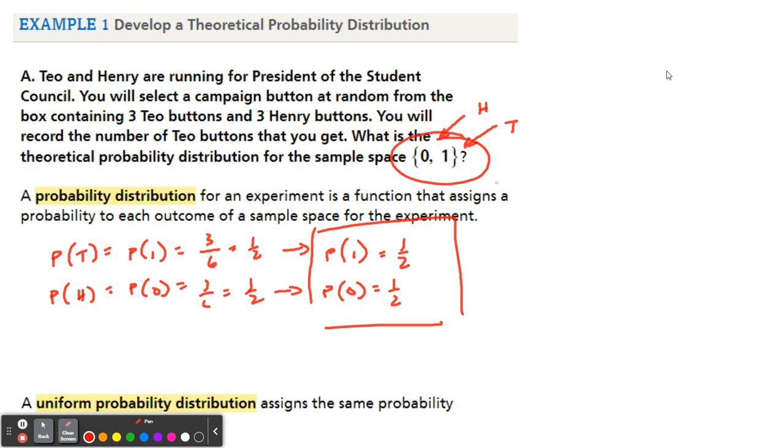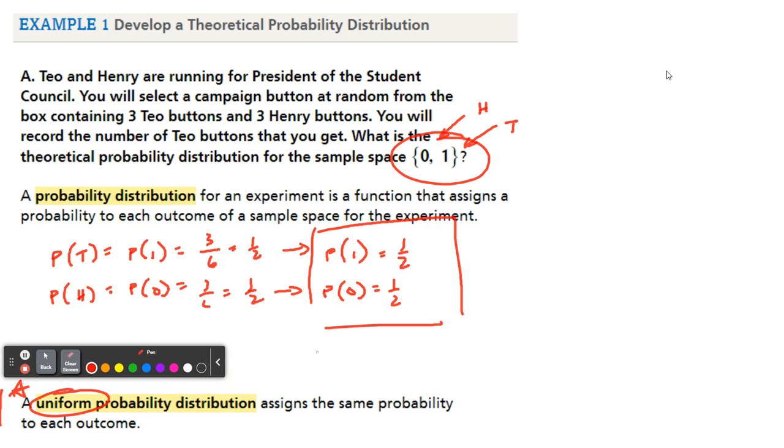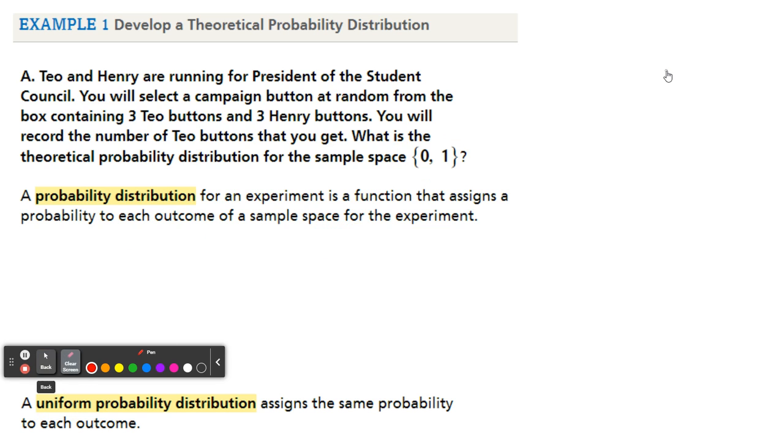Typically, you list the sample space, and then you list out the individual probabilities for each of the outcomes, right? This is an example of a uniform probability distribution. It is uniform because the probabilities are equal, right? Same probability to each outcome. And typically, if you flip a coin, if you roll the die, a lot of times the probability distribution is uniform. Okay. All right, so there's our first example for probability distributions.